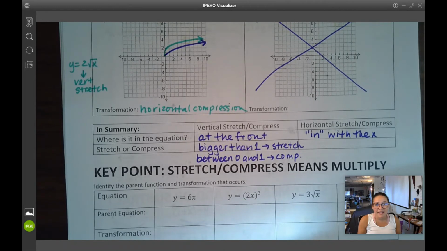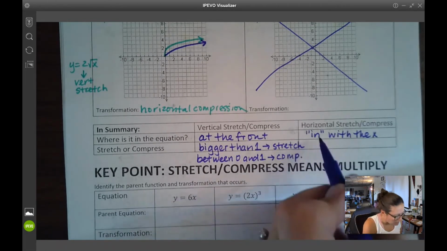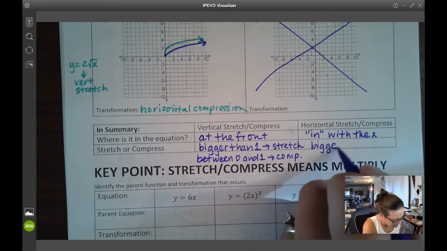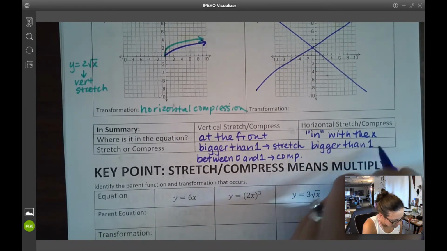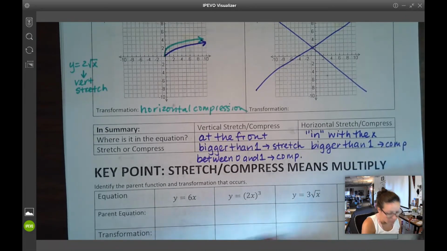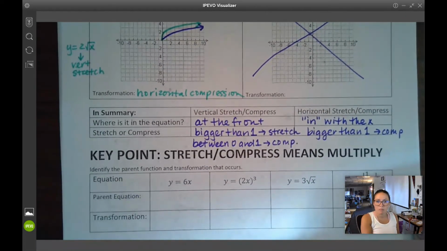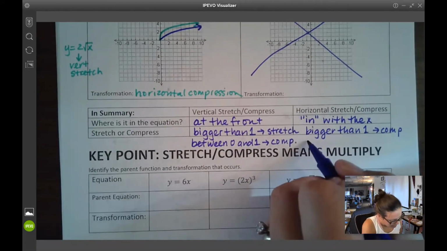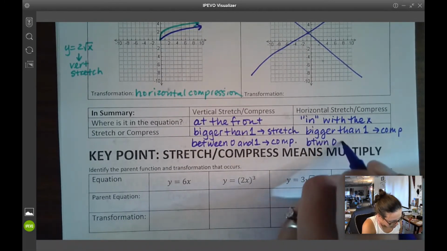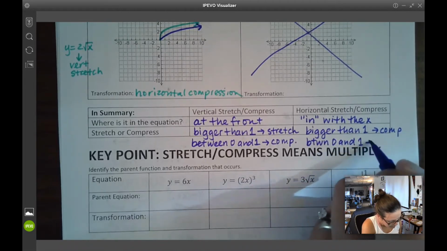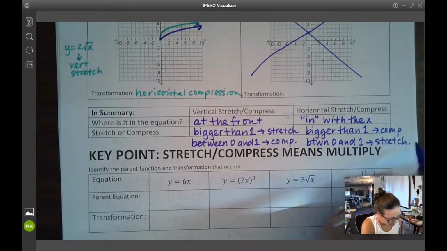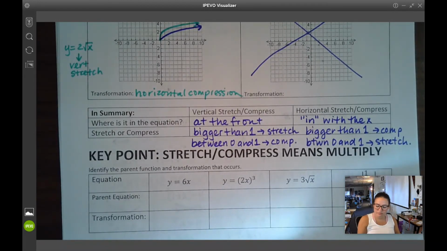The other thing we talked about is that horizontal always goes flip-flop of what we think it should. Okay? So if I'm multiplying by something bigger than 1, that's actually going to be a compression. And if I'm multiplying by something between 0 and 1, that's a stretch. All right, so again, make sure you have that written down.